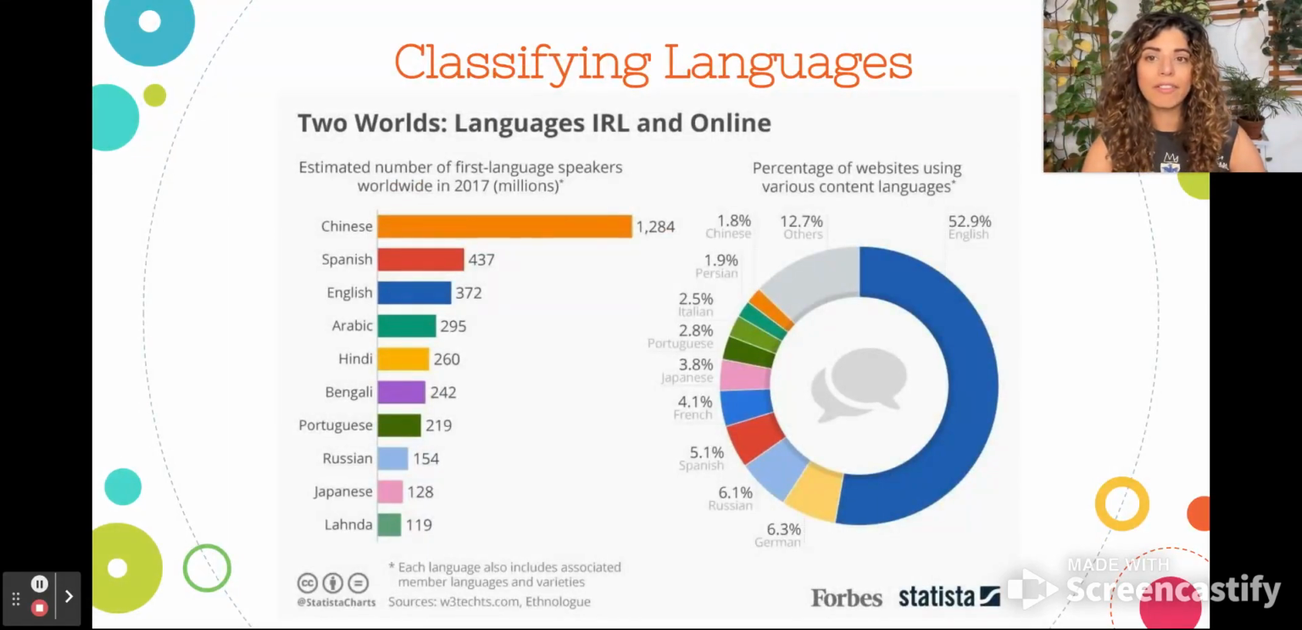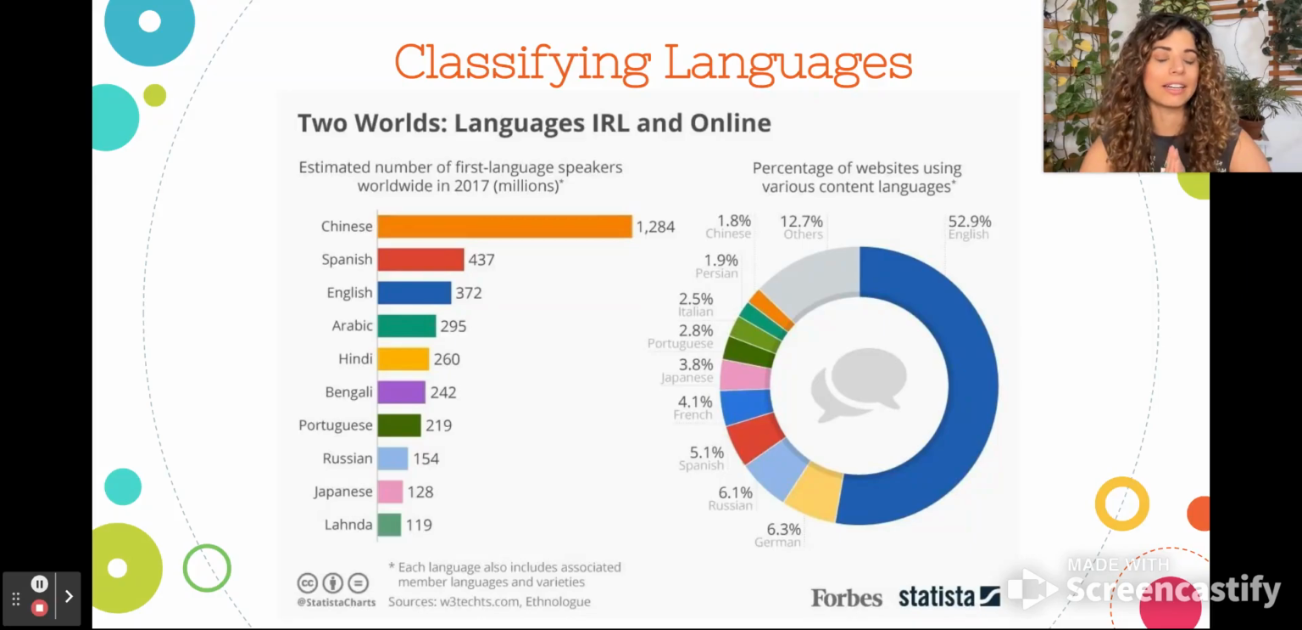In terms of classifying languages, we do see a difference between what is spoken in real life and what is seen online. This is an interesting graphic here. This is the estimated number of first language speakers worldwide. This one is a little bit older, from 2017, but these numbers are just about the same. So Chinese is the most common language. English is in third, not bad. But then when we look at the websites and the languages that they're in, an overwhelming amount is in English, right?